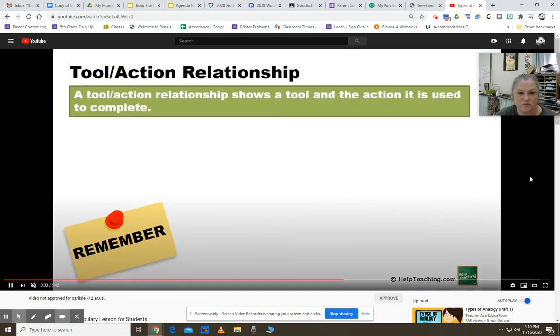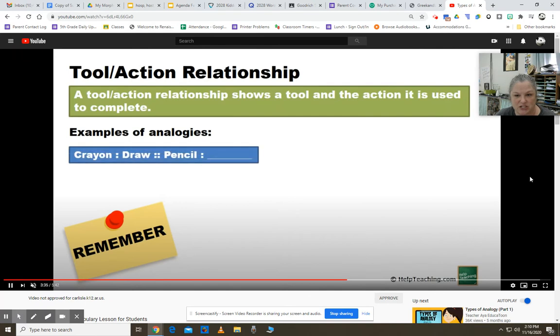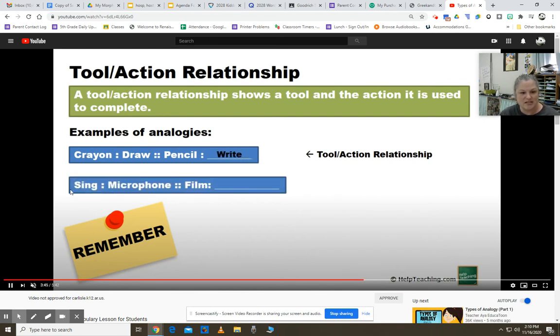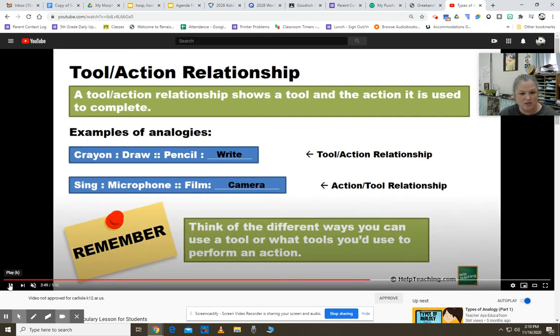Okay, a tool-action relationship shows a tool and the action it is used to complete. So crayon is to draw as pencil is to write. You draw with crayons, you write with pencils. Microphone is to sing as camera is to film. You sing by using the microphone. You create a film by using the camera.